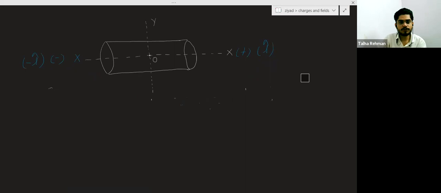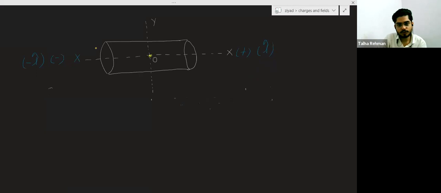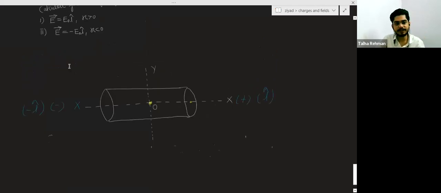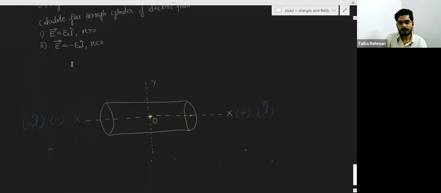From this origin to some point here, when you are moving from the origin in this direction, you will find the electric field E naught. In this direction the value of the electric field will be E naught. This i cap is only showing the direction of the electric field. Positive i cap means the electric field direction is like this. Just a minute.